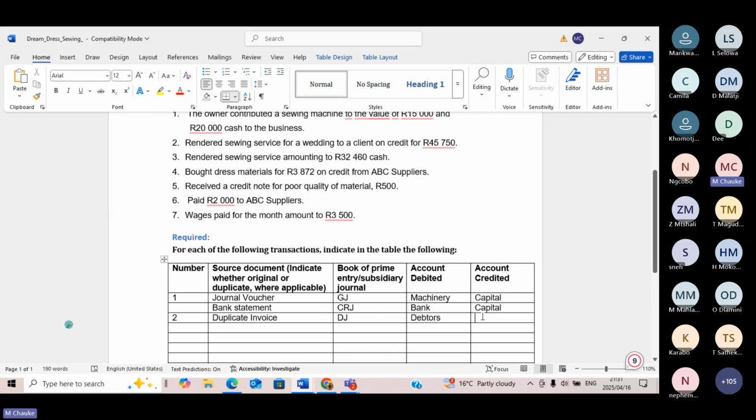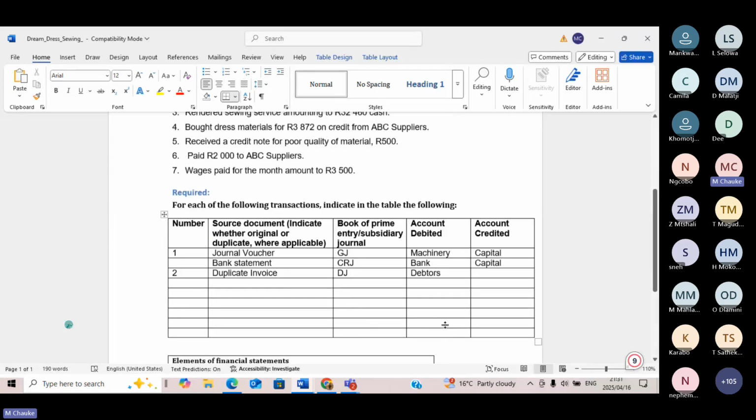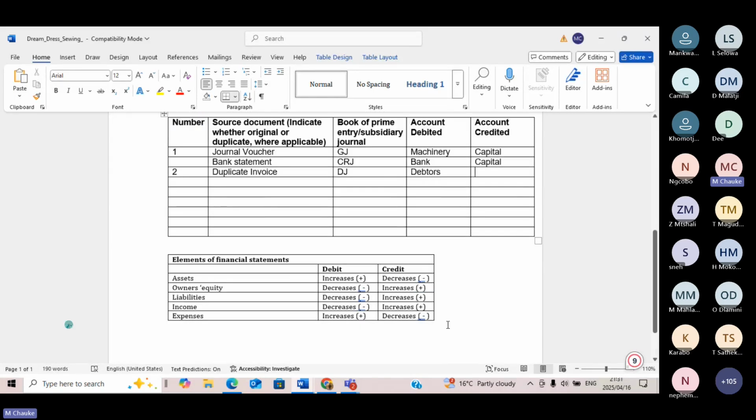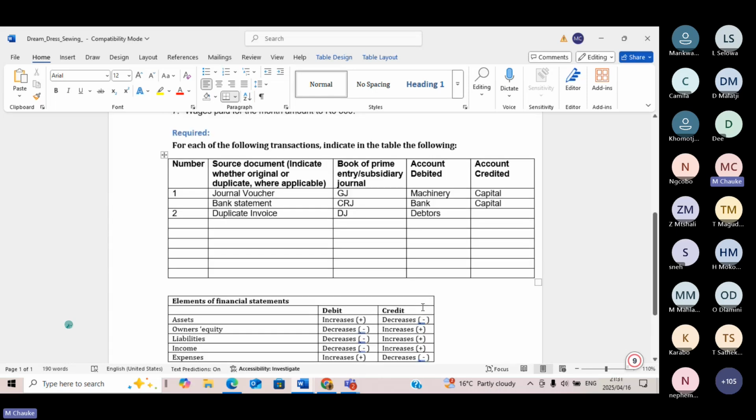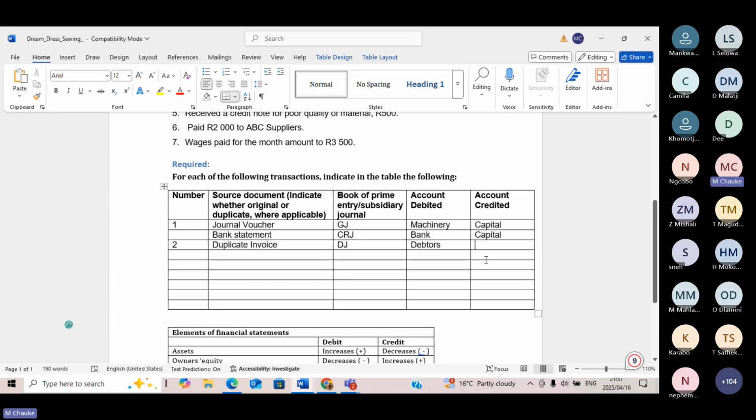Service rendered is an income account. It's an account where we make income, right? When we render a service, we are expecting an income. So service rendered is an income account. So whenever income increases, the element says we must credit them, you see. So we are going to credit our service rendered.